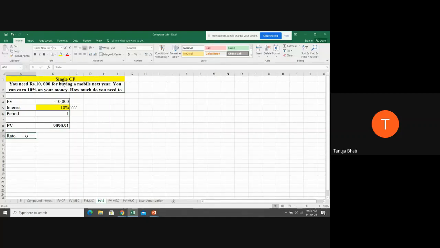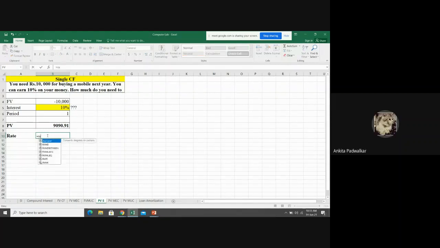So can anyone help me in understanding how I should use the Excel function in order to calculate the rate of interest? Can any student help me? Is equal to rate. Okay, go slowly, because you have to help me solve. Is equals to rate. Then what do I need to do?